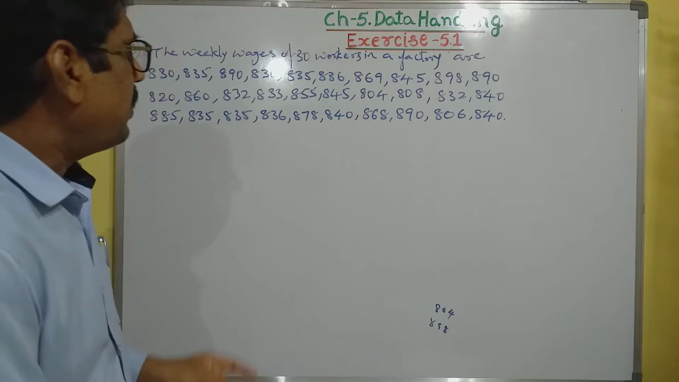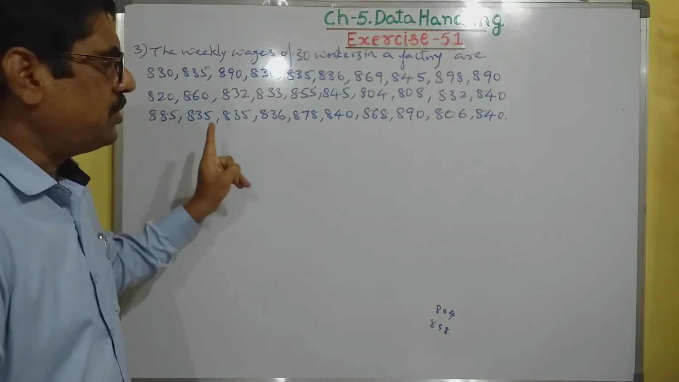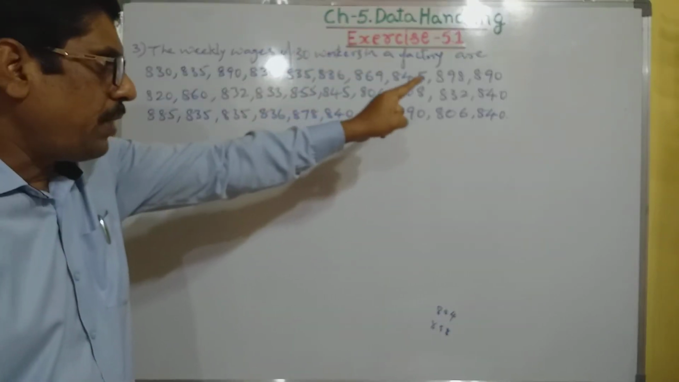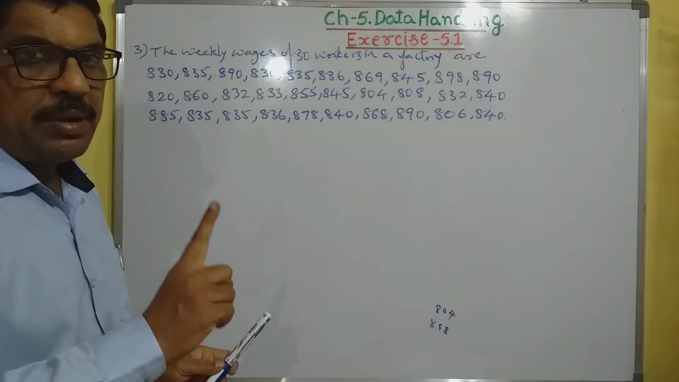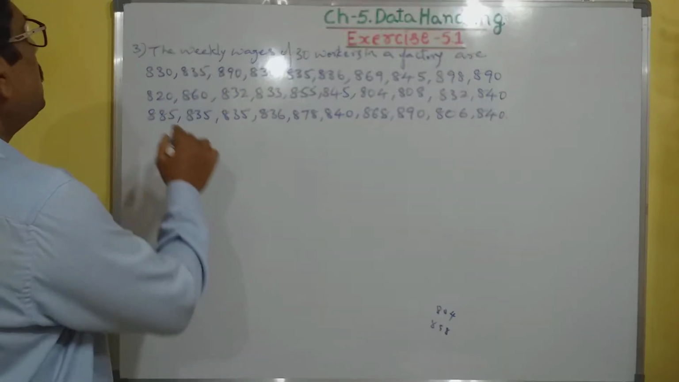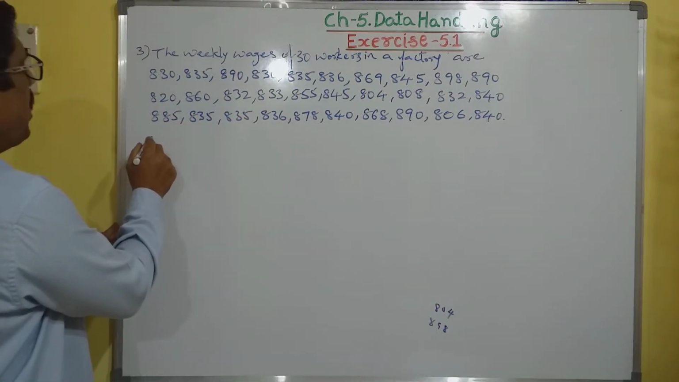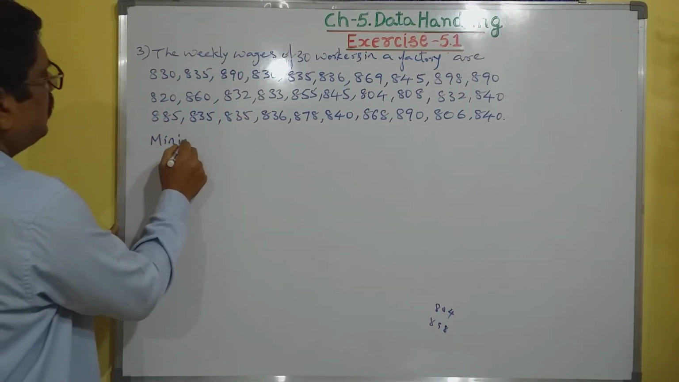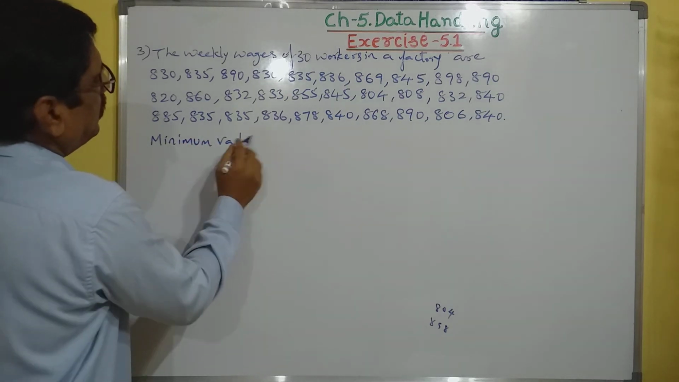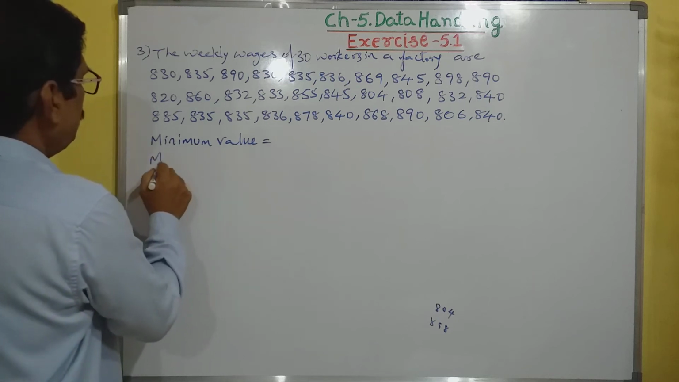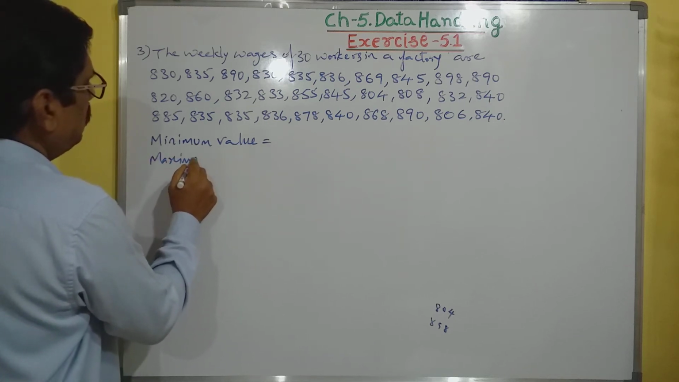Now what is the minimum salary, the minimum wages of the factory workers? Among these numbers you have to observe first the minimum and the maximum. So in this, the minimum value and the maximum value also we have to observe and find out.